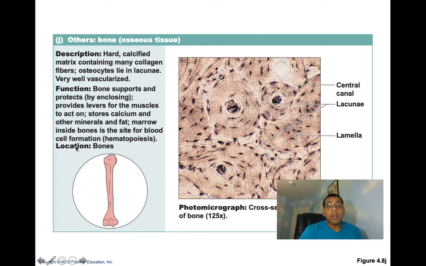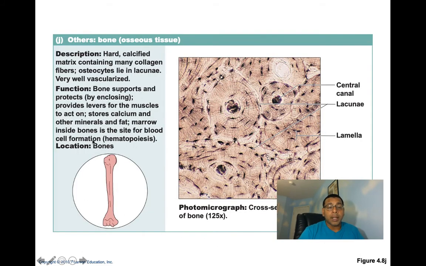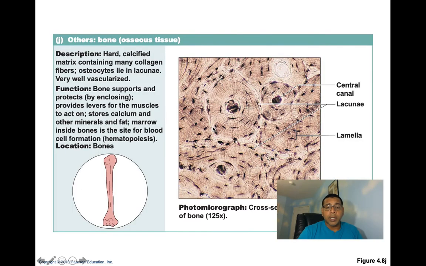Where do we find bone tissue? Hopefully just within bone. Now, you can see we have two different types of bone: compact bone and spongy bone. In the lab, we'll look at both of those. Spongy bone is going to contain hematopoietic tissue. Compact bone contains these osteons, which are the structural units of bone.